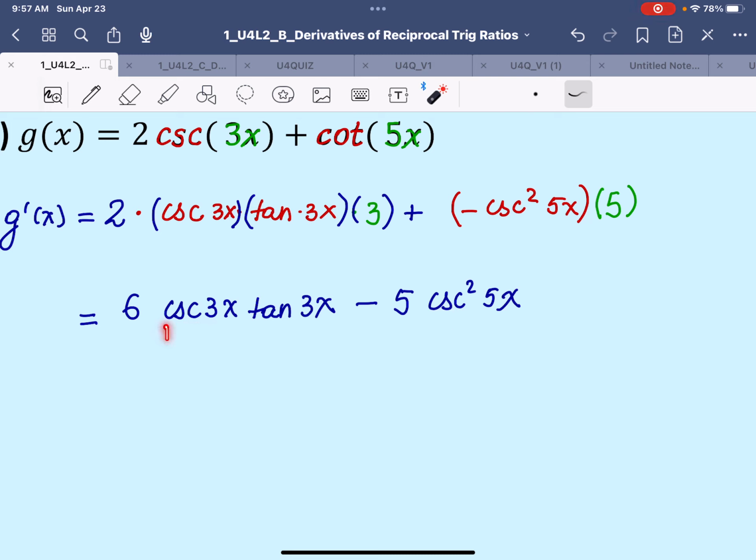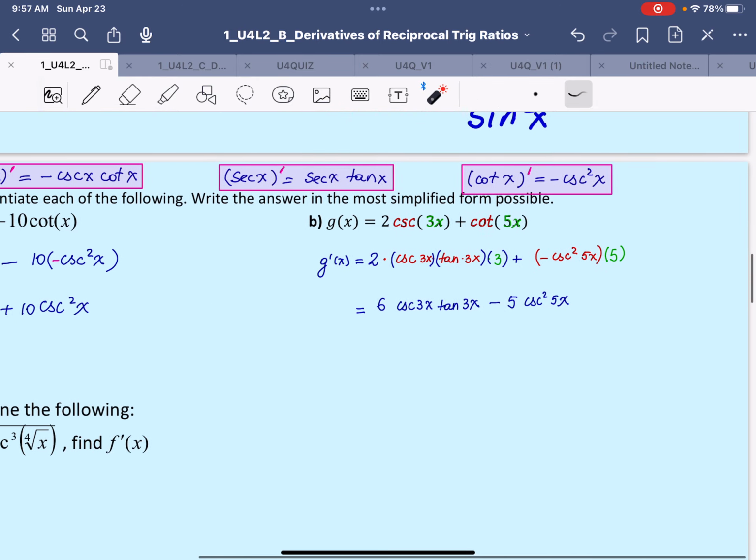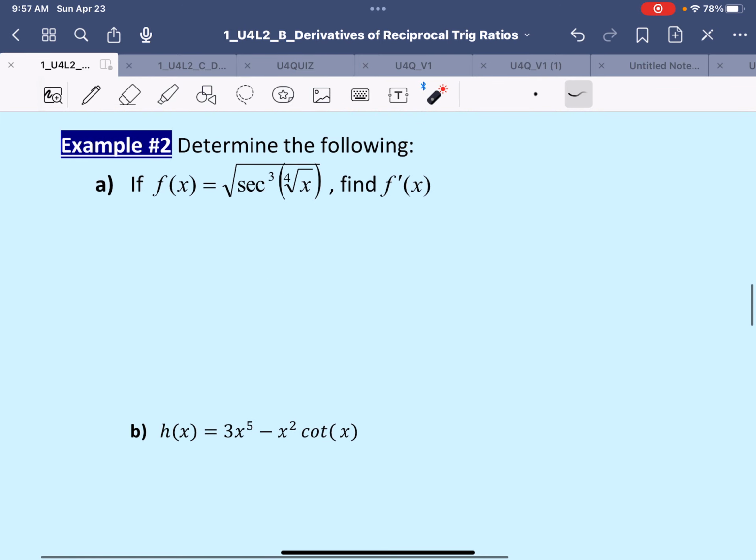And you probably notice we have cosecant in both terms. However, we cannot factor out cosecant, and that is because they represent the cosecant of different angles, so they are not like terms. Let's continue with our example number 2.